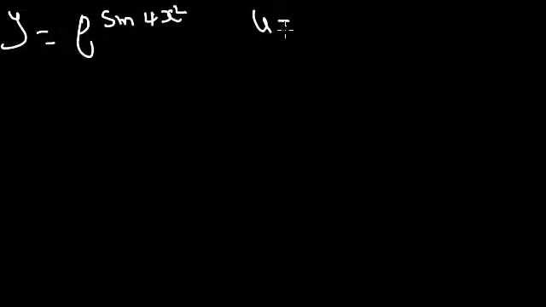So I will suggest you pause the video and try this one out yourself. The function y equals e to the power of sine 4x squared. So feel free to pause the video and try this out. So just like before, let's replace sine 4x squared with u. So if u is equal to sine 4x squared, then it means our y will now become e to the power of u.